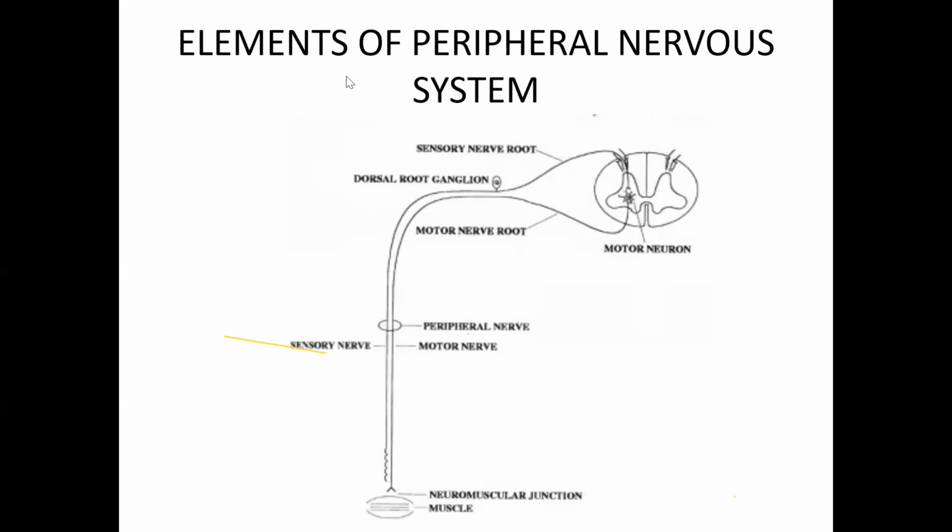The H/M ratio should be more than 0.5 in the UMN lesion, less than 0.5 in the UMN lesion. That is the significance of the H/M ratio. Okay. That is H reflex and M response. That is, the ratio is less than 0.5 in the UMN lesion.